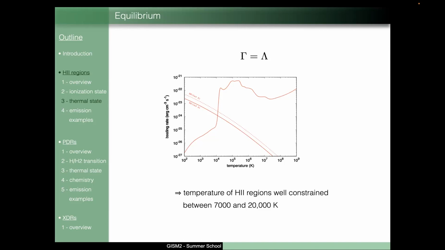And at the same time, as I showed before, there is a weak dependence of the heating rate on, let's say, both the temperature and the blackbody radiation field. This weak dependence means that you will always obtain the same kind of equilibrium for the thermal state of the gas, and it will always be around 10,000 K. Depending on the model parameters, you can obtain temperatures between 7,000 and 20,000 K, but this is a very limited range.